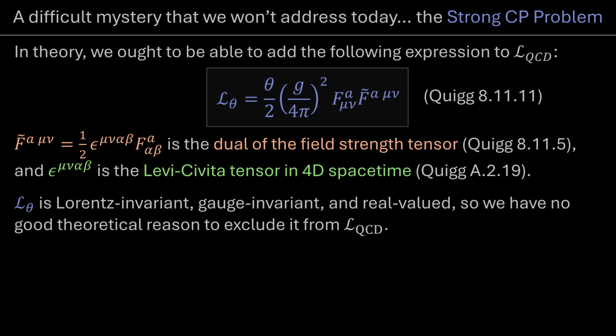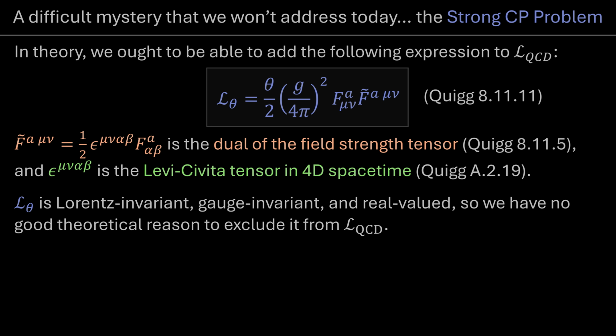So when we're constructing QCD from scratch and thinking purely in terms of local SU3 symmetry, and someone comes along and says, hey, you should add this term to your Lagrangian, we can't say, no, get that out of here, we don't want that. Because if you investigate it mathematically, which we won't do today, you would show that it's Lorentz invariant, gauge invariant, real valued. All right, that should be there in our Lagrangian.